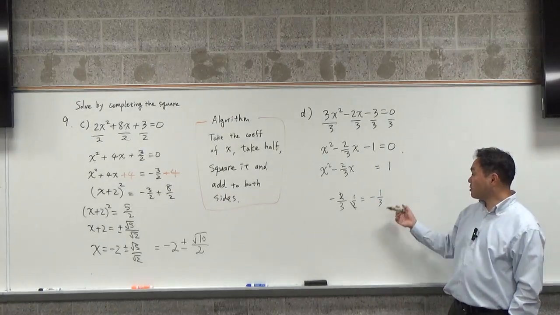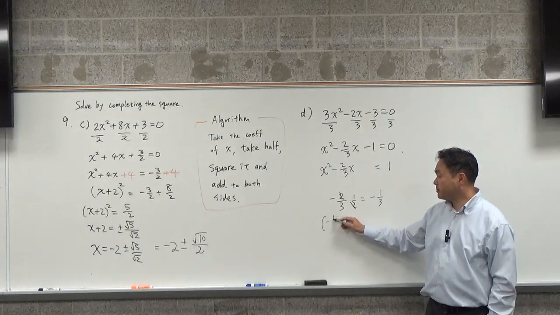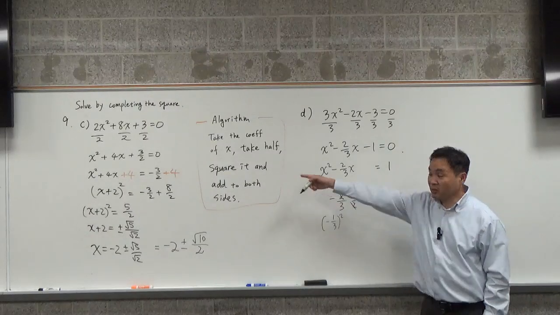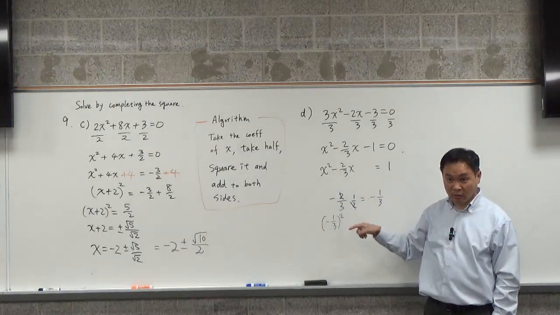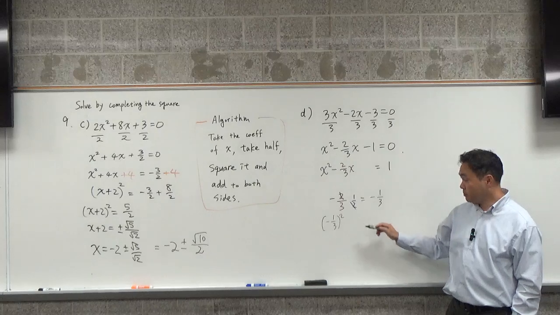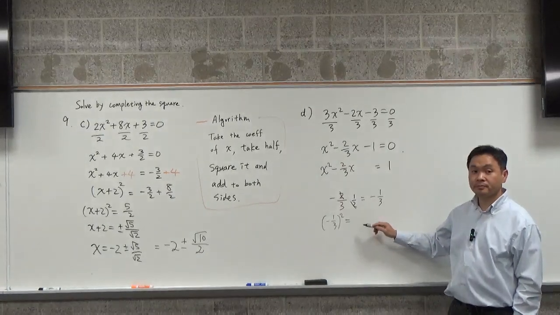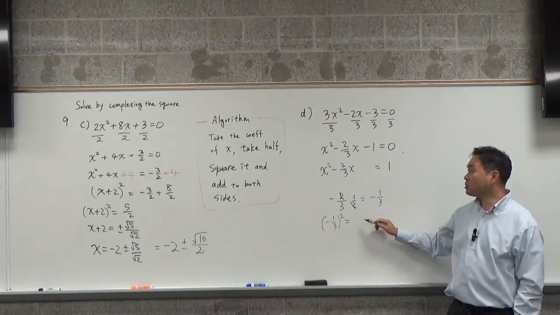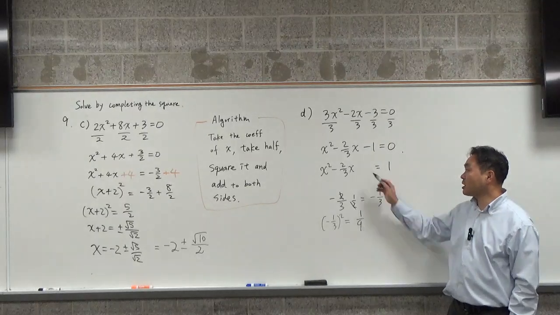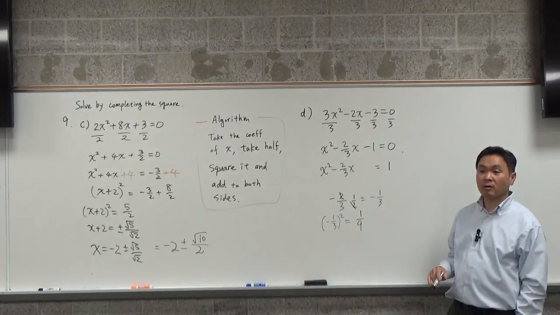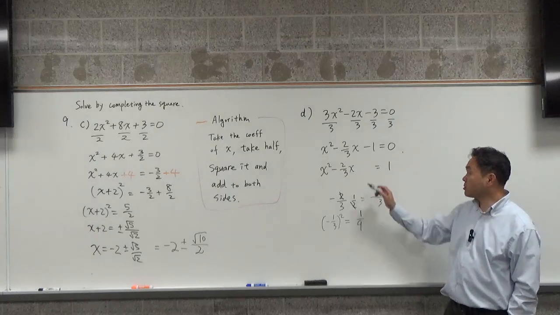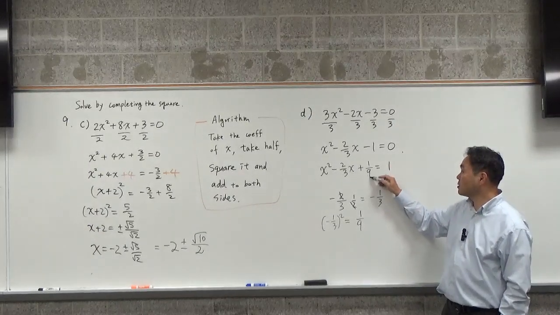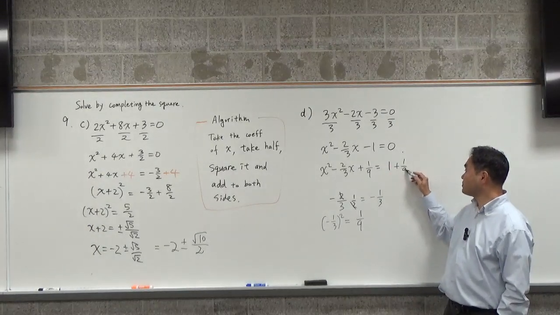And you take that negative 1/3, you square that. That's what the algorithm says, right? Take half and square it. What do you get if you square it? 1 over 9. So what should I be adding to both sides? 1 over 9. That's what you add to both sides.